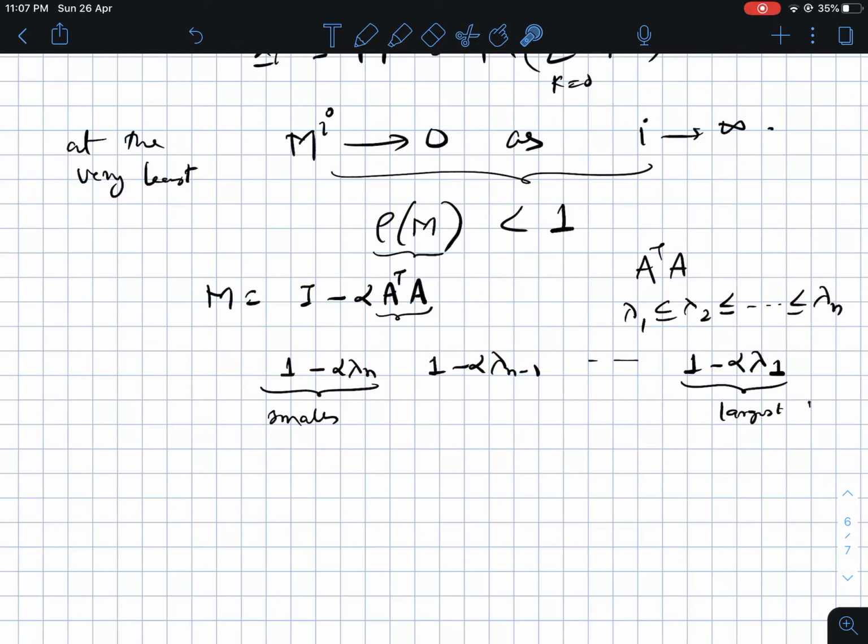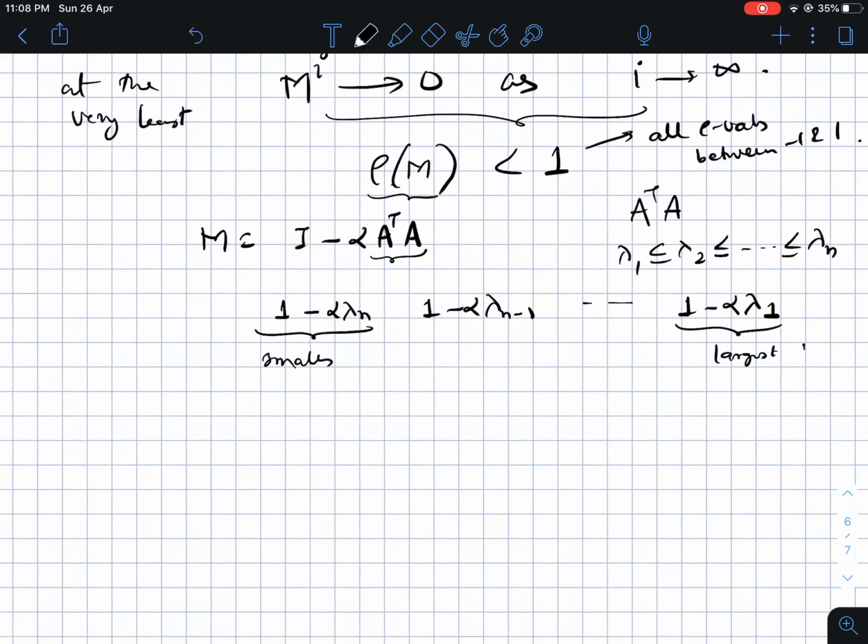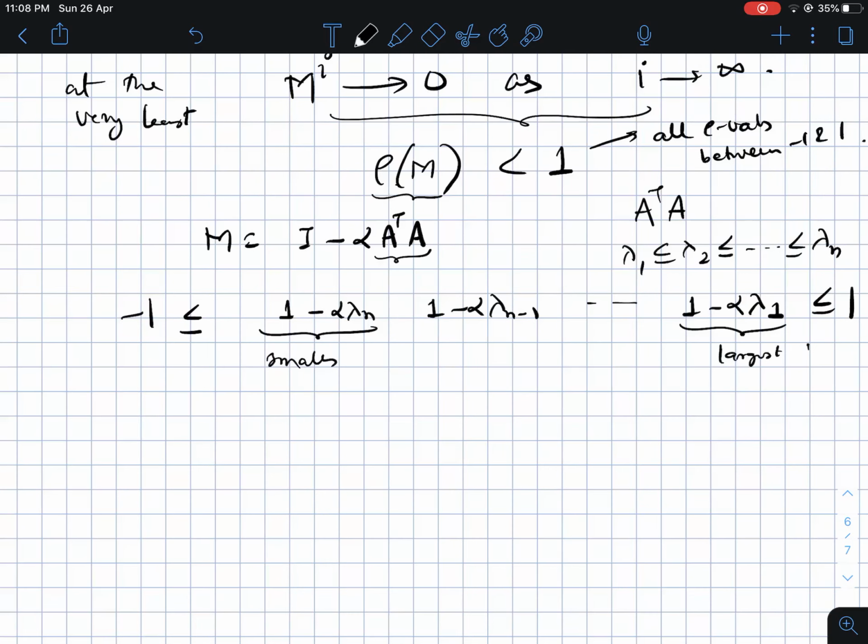So you want the spectral radius to be less than 1. Okay. So what does that mean? That means, first of all, that all these eigenvalues must be between -1 and 1. Remember, spectral radius is the largest absolute eigenvalue, correct? So this is like saying all eigenvalues must be between -1 and 1. So that means that -1 must be less than or equal to this, less than or equal to 1. So the smallest one of these must be at least -1. The largest one of these must be at most 1.